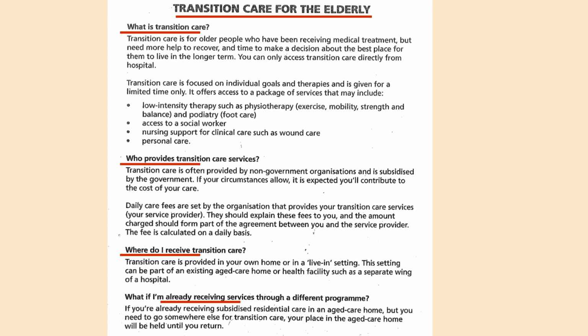So the first bullet point we get is, what is transition care? In this paragraph, we will get to know what it is about, who is providing it, where I can receive it, and lastly, what if I am already receiving services. So we get the idea of what the passage is about. We have just roughly highlighted the bullet points and the topic. Now we will see the questions and the statements.